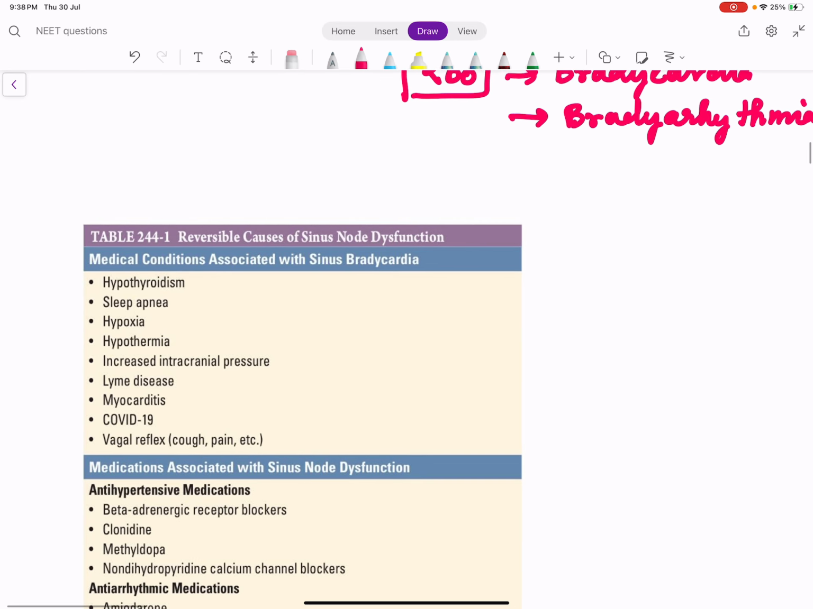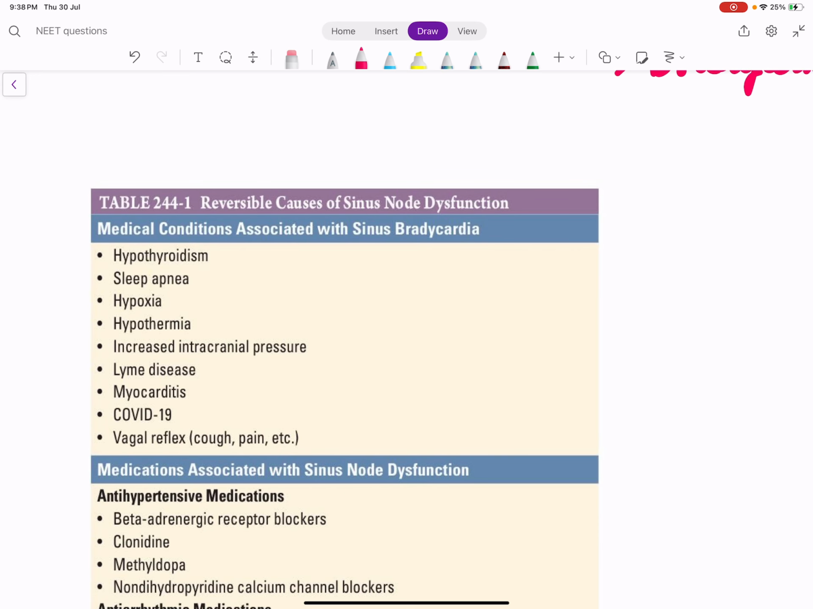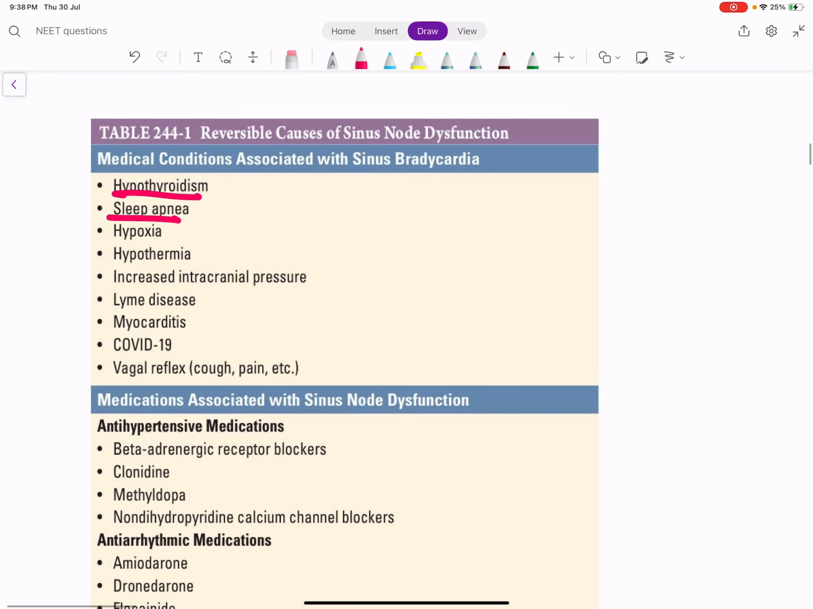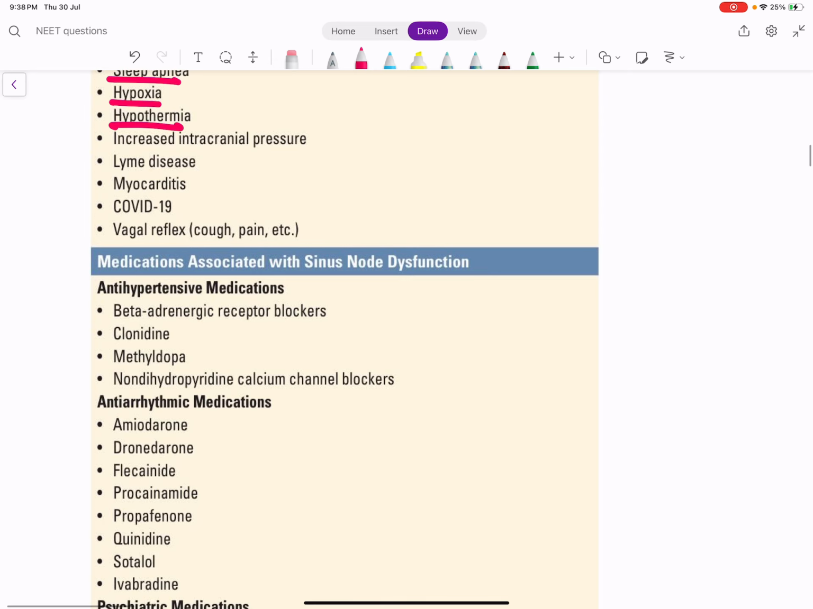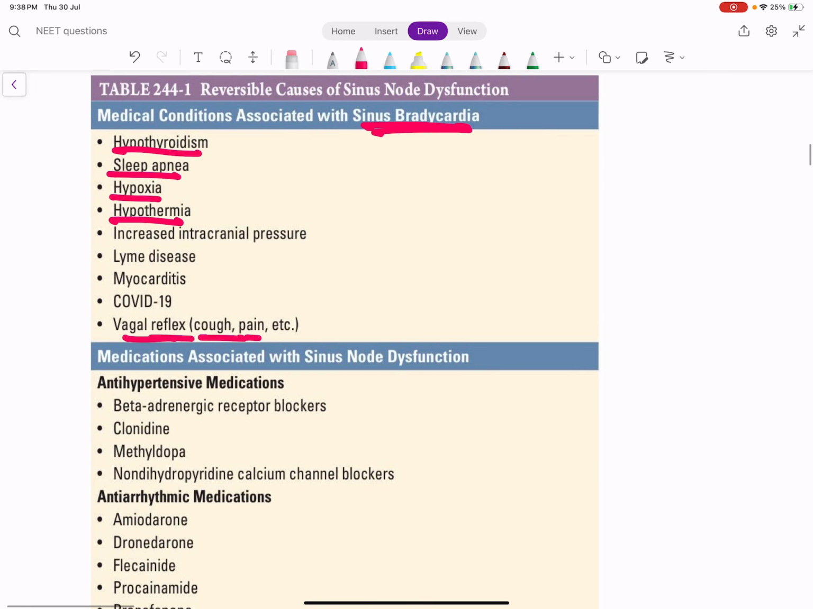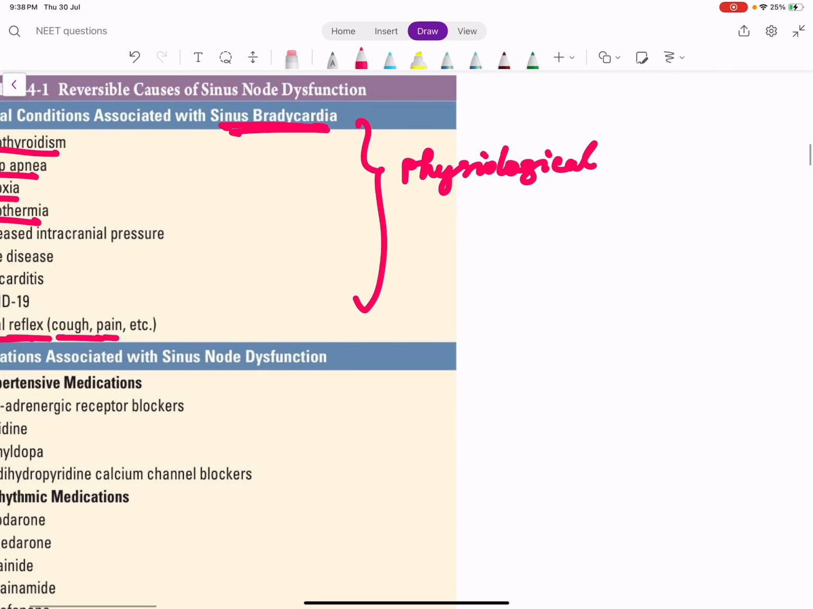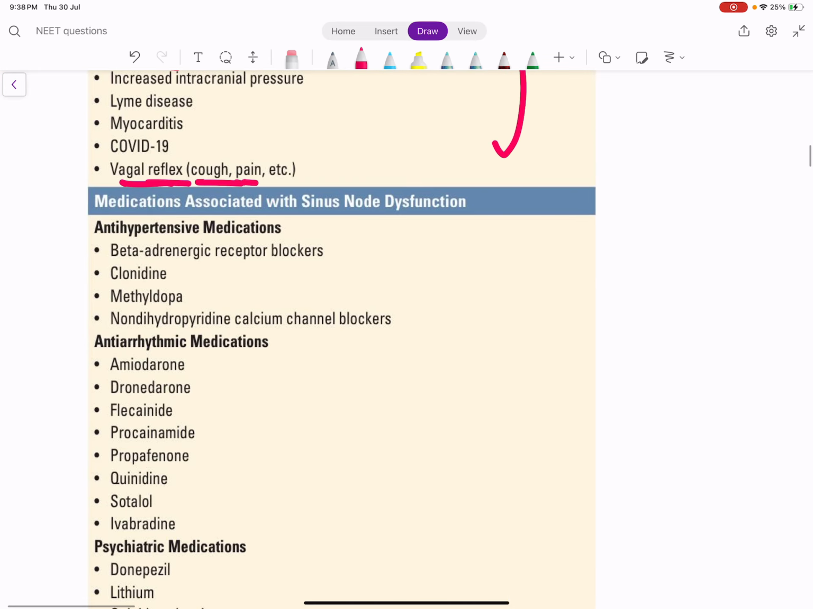So what are the causes of sinus bradycardia? Remember, sleep causes bradycardia, hypothyroidism causes bradycardia, hypothermia, hypoxia. These are some conditions which cause bradycardia. What is sinus bradycardia? Rhythm is normal, but only the rate is low. So it is sinus bradycardia. These are some of the conditions. Remember, vagal reflex, coughing also will cause reduced heart rate. But all these are some of the physiological conditions. There is no disease in the heart, but some systemic disease or a normal condition is causing bradycardia. This is called physiological sinus bradycardia.